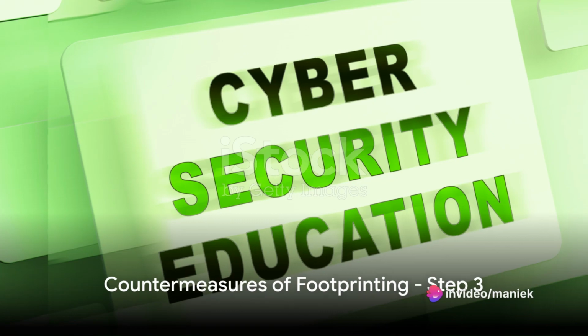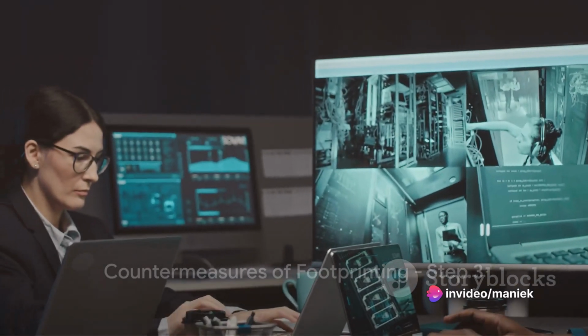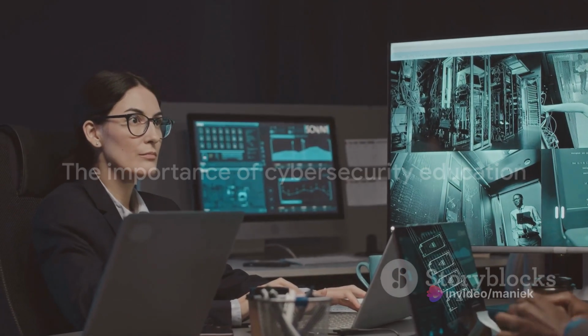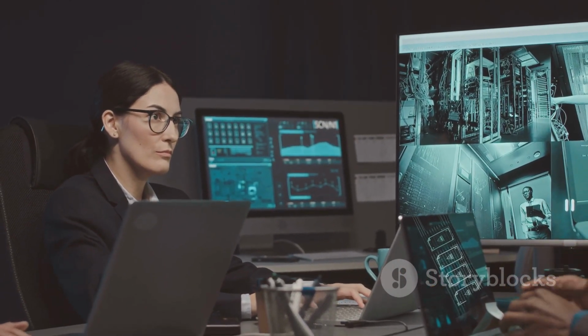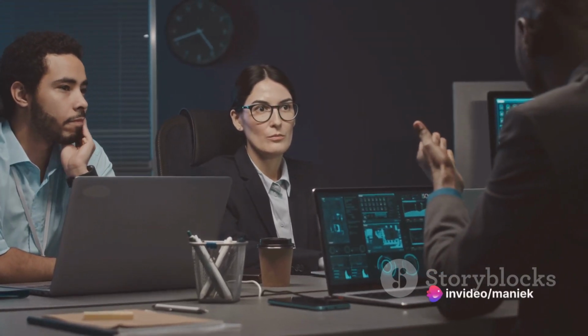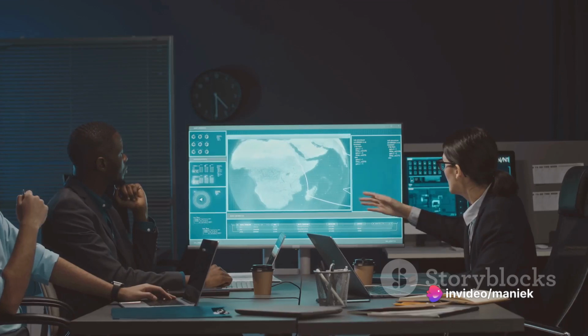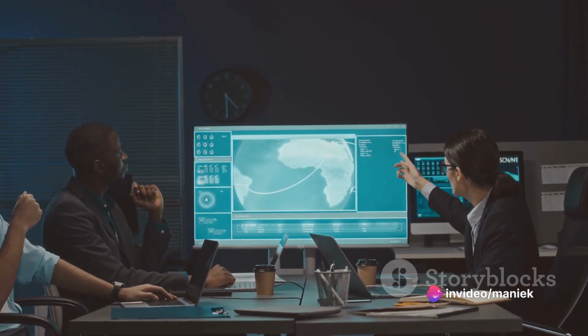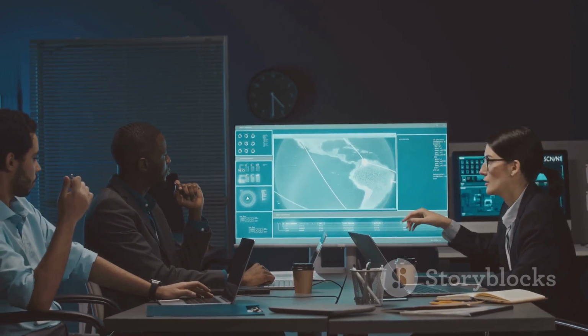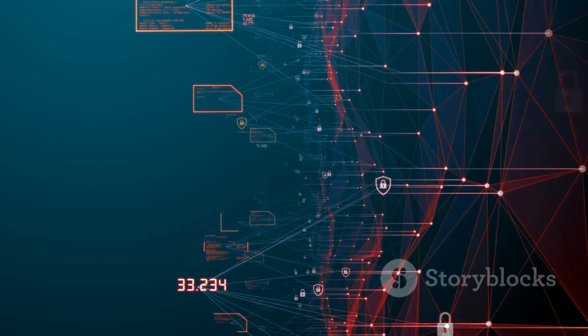So, the third step focuses on educating yourself and your team. In the vast interconnected world of the internet, knowledge is the most effective shield one can have. This step emphasizes the importance of cybersecurity education. You see, footprinting is a subtle art, often going unnoticed until it's too late. But with a well-informed mind on the lookout, these stealthy attempts can be spotted and thwarted.